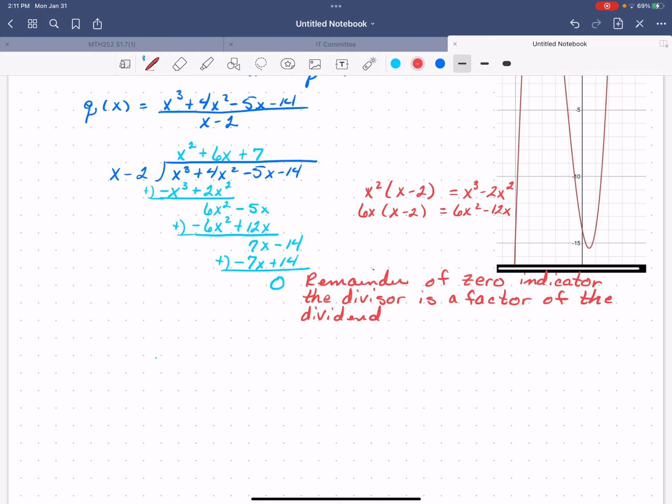So what this 0 does is it verifies for us what we already knew. We already knew that x minus 2 is a factor, but getting a remainder of 0 verifies that. So what does this all mean to us? Well, this means that my function, my f of x that was x to the third plus 4x squared minus 5x minus 14, can be rewritten as x minus 2 times x squared plus 6x plus 7.